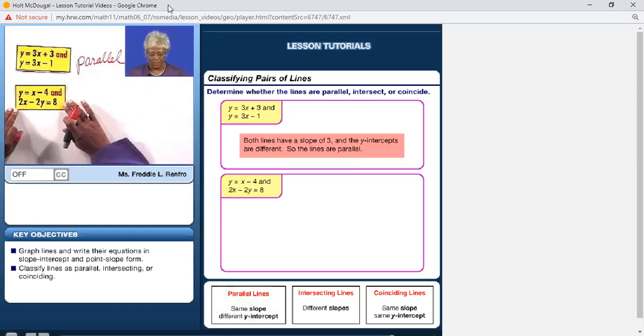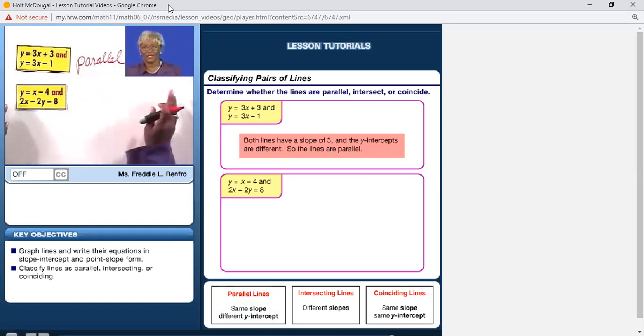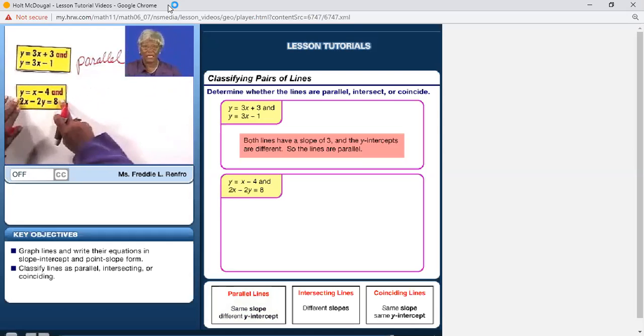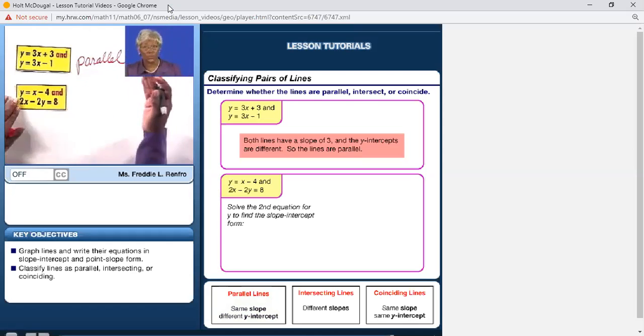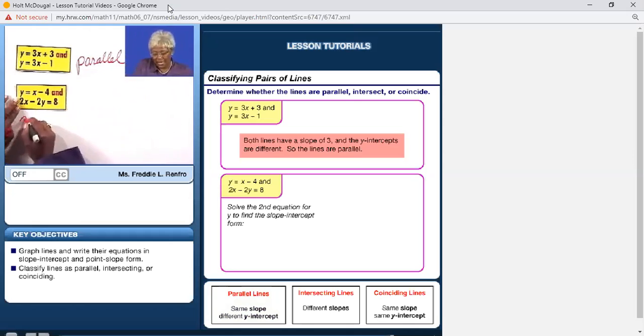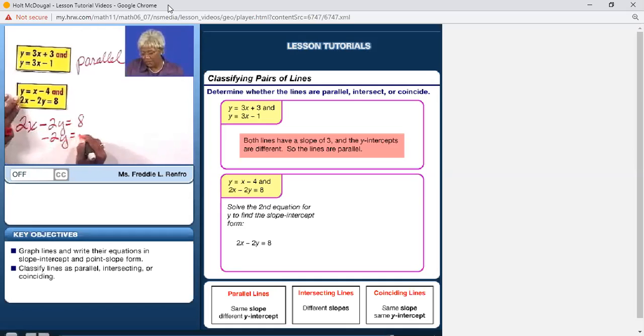Let's look at another pair of lines, equations. Well, they're not in that nice slope-intercept form. One of them is, but the second one is not. So let's see if we can get the second equation in the slope-intercept form, and then we can compare slopes. We get 2x minus 2y is equal to 8. Subtract 2x from both sides, and we get negative 2y equals negative 2x plus 8. Divide both sides by -2.